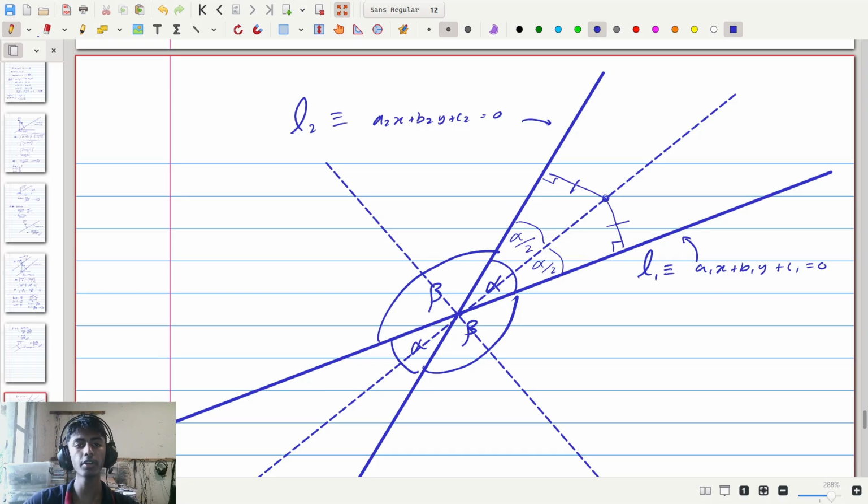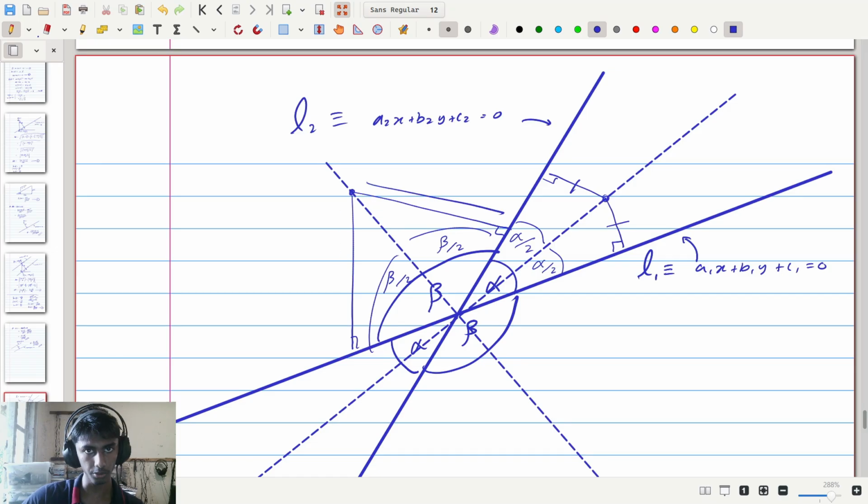Similarly, if we consider any point on this second angle bisector and draw the two perpendiculars like this, we can see once again, since this is an angle bisector, this angle here is divided into two pieces of equal size. Therefore, this angle is beta divided by 2 and this angle here is beta divided by 2. These two triangles that we just drew share a common side, which is this hypotenuse here. Therefore, this length and this length are also equal.